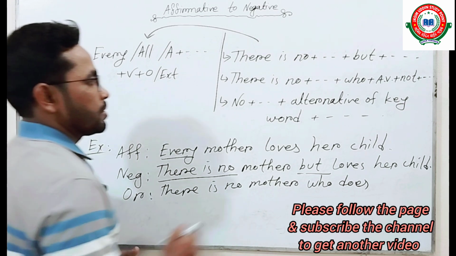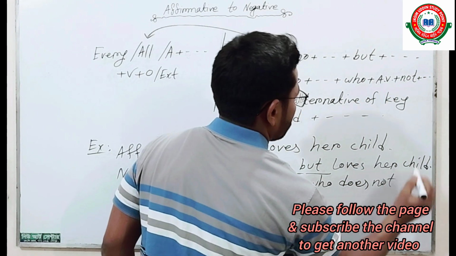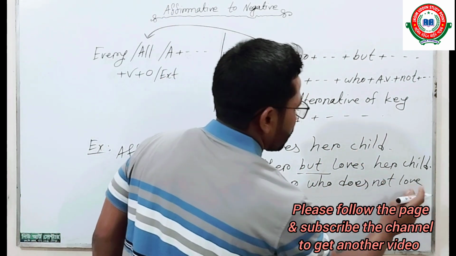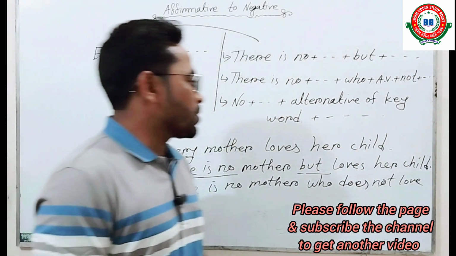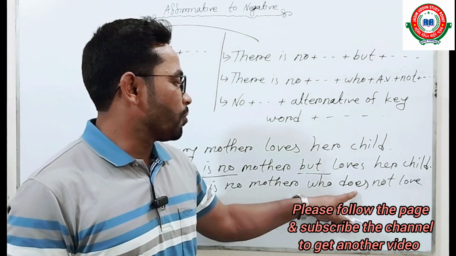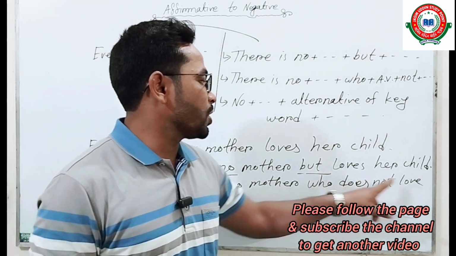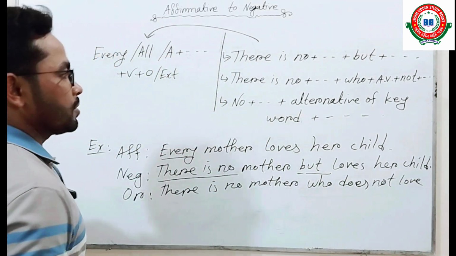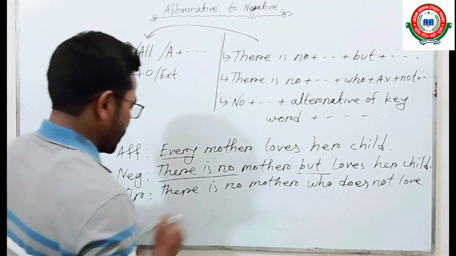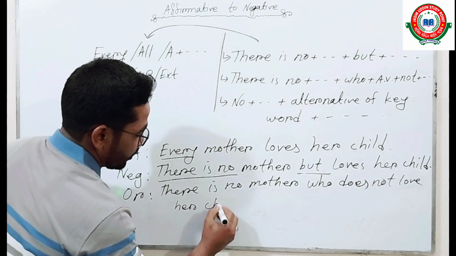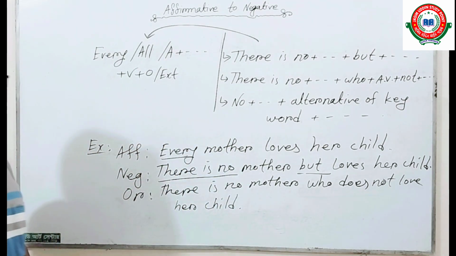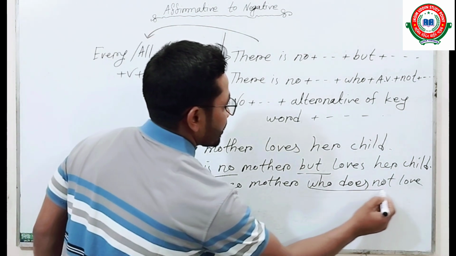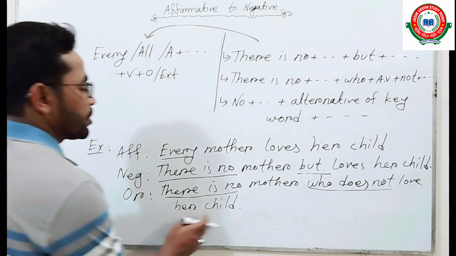Dear viewers, then you have to use not. After that, you have to use another word that means love her child. Love, not loves. I have to use love, not loves, because it follows does. For does, you cannot use is. Okay, you have to use love. My dear viewers, follow another word: love her child. That's enough for negative. There is no mother who doesn't or does not love her child.